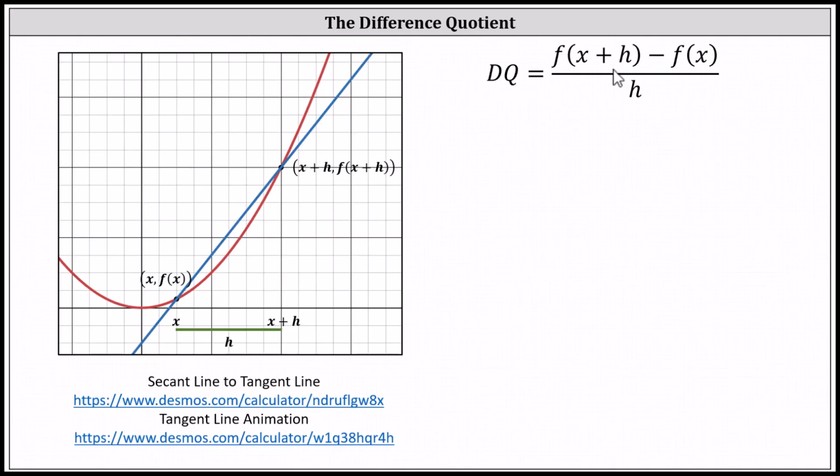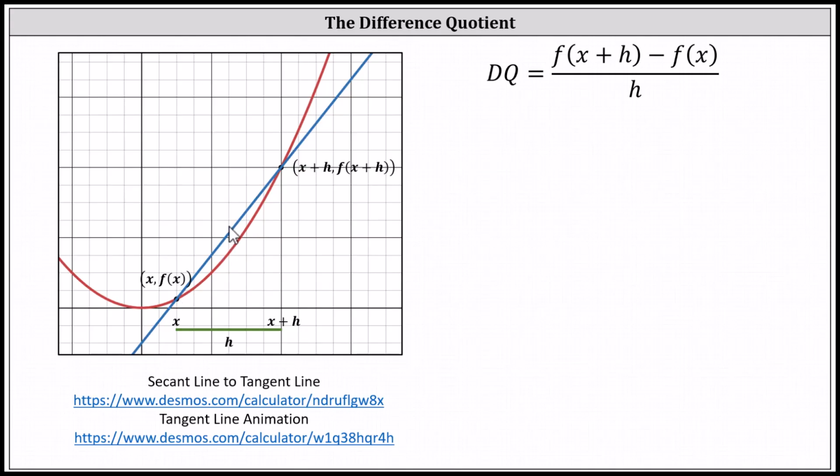The difference quotient equals the difference of f of the quantity x plus h and f of x, all divided by h. If we take a look at the graph on the left, f of x is graphed in red, and the blue line is a secant line to the red function.